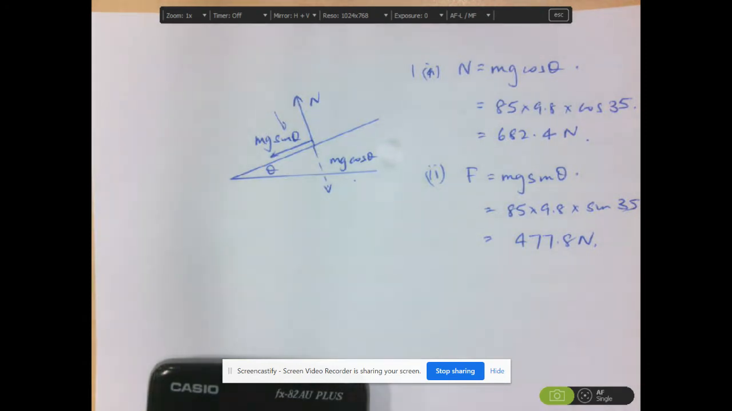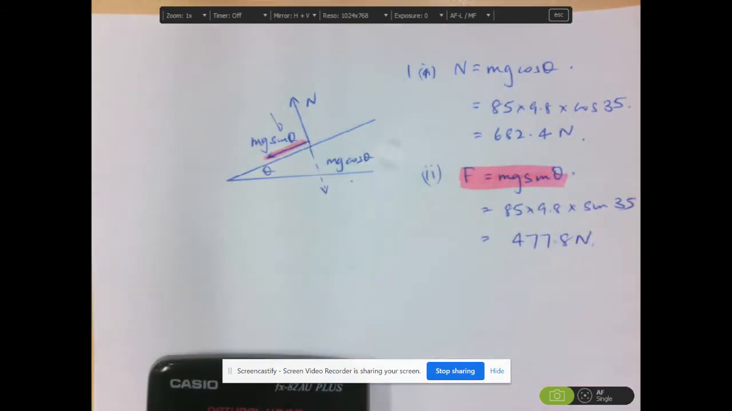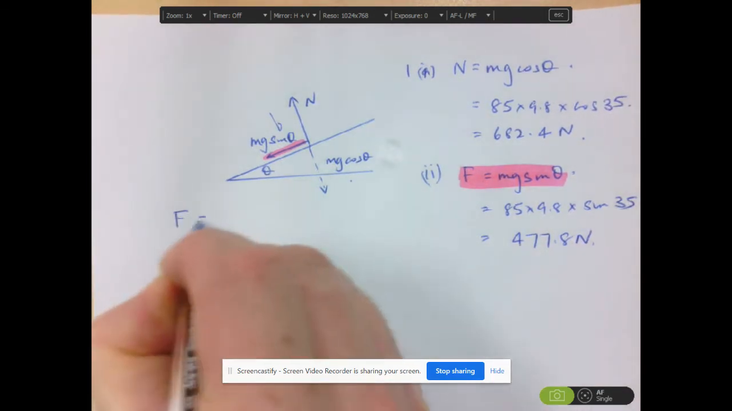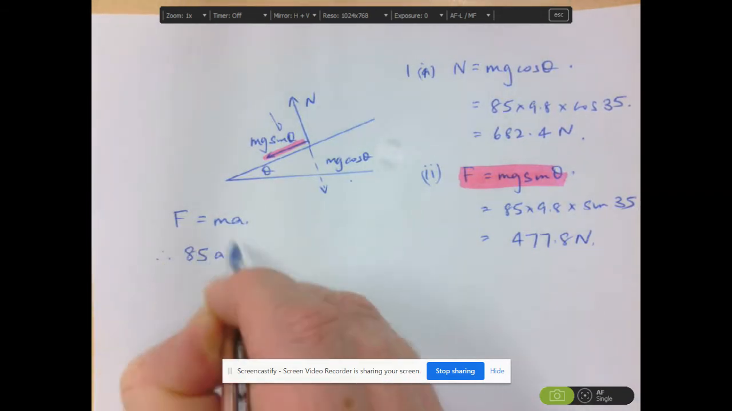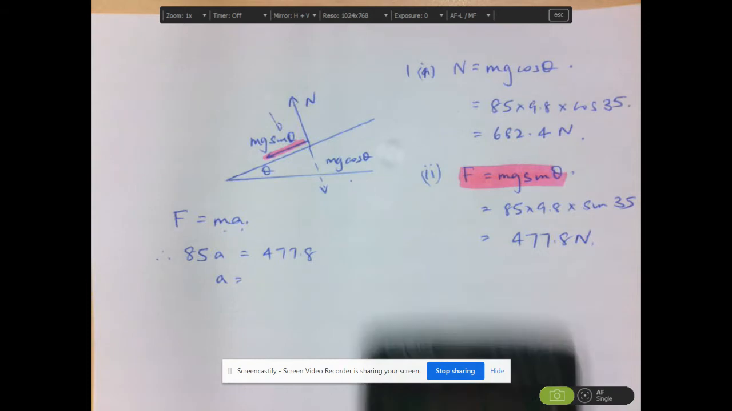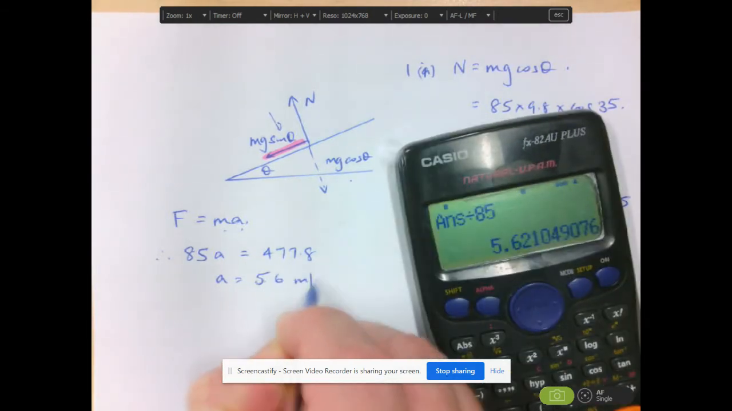Now, the third thing we're asked to do is find the acceleration. This here is the unbalanced force. So the force going down here, if it has no friction against it, just becomes an accelerating force down the slope. So F equals ma, and therefore 85 times the acceleration, that's ma, is equal to 477.8. The acceleration will be this value divided by 85. So it's 5.6 meters per second squared.